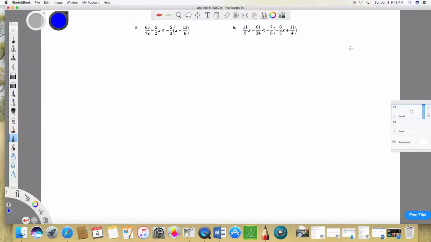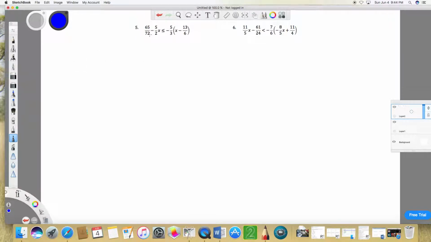Let's take a look at these inequalities. We want to solve these. The thing to keep in mind is that when you multiply or divide by a negative number, you're going to have to change the direction of the inequality. So we want to step by step try to get x by itself, and we want to write our final answer using interval notation.